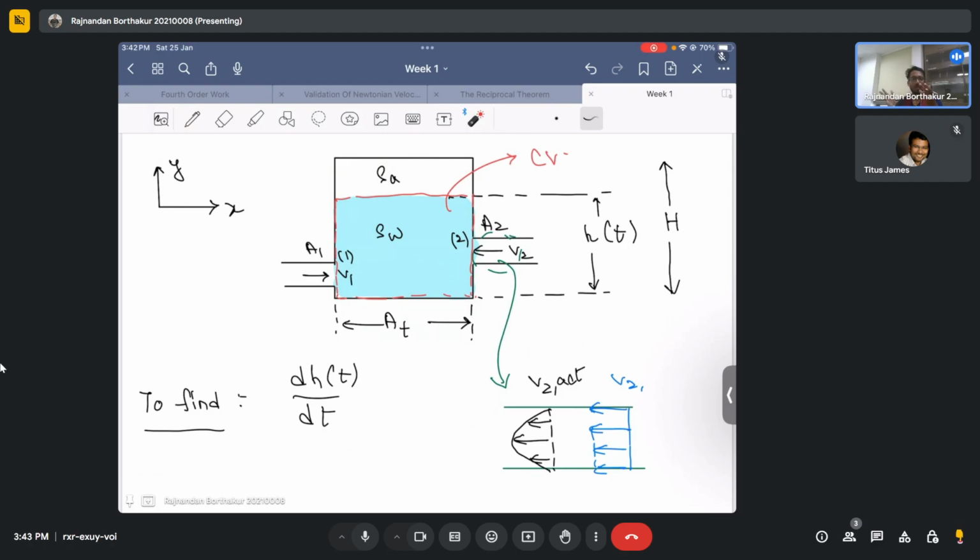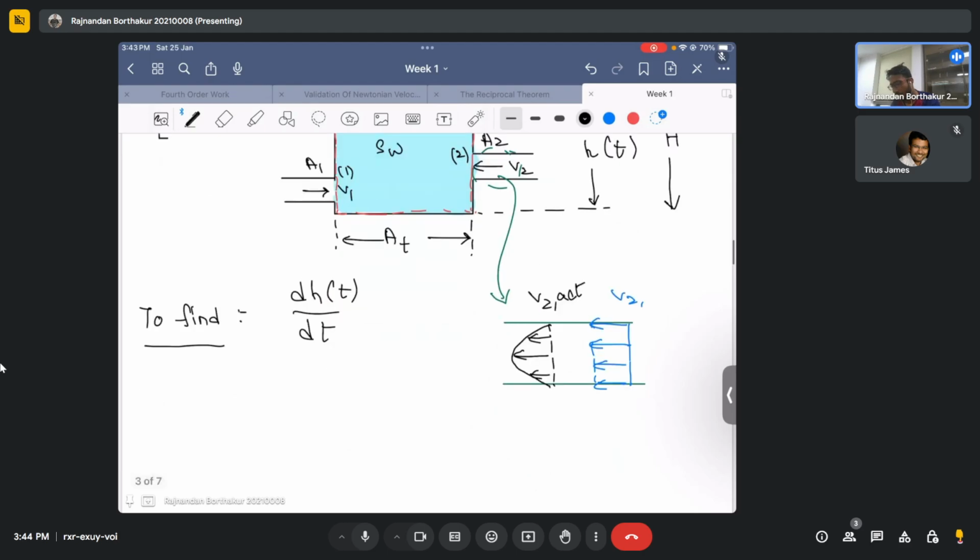So the first step is choosing the control volume, and as a choice I choose this water mass to be my control volume. As homework, I encourage you to repeat the same problem by choosing the air mass and the water mass as the control volume, meaning the entire tank as the control volume. I would encourage you to do that at your end. All right, so once we choose this control volume, we will now apply RTT.